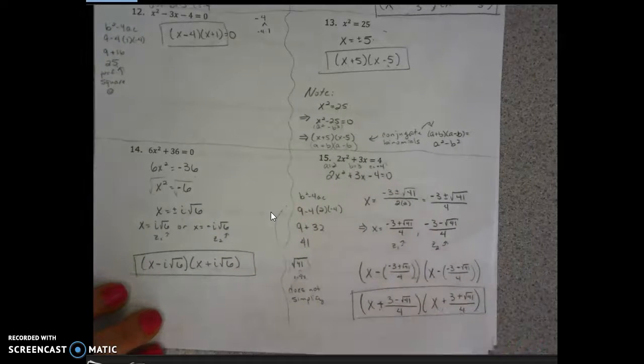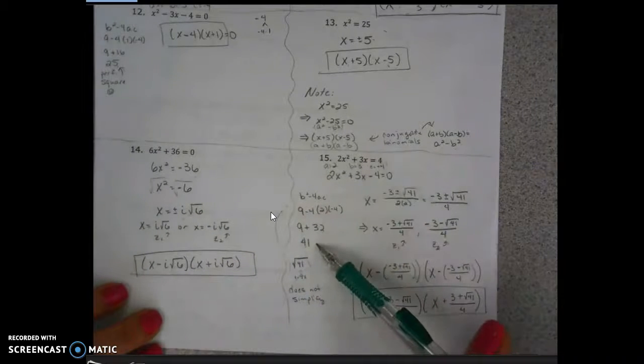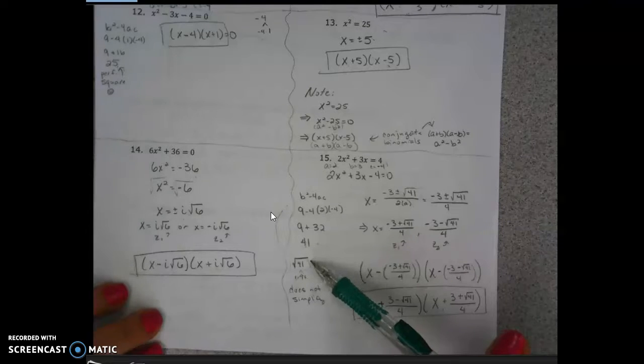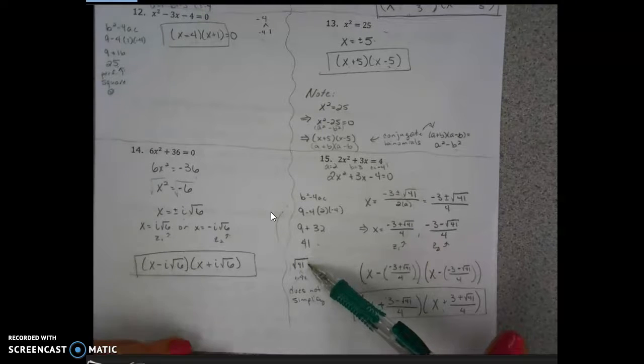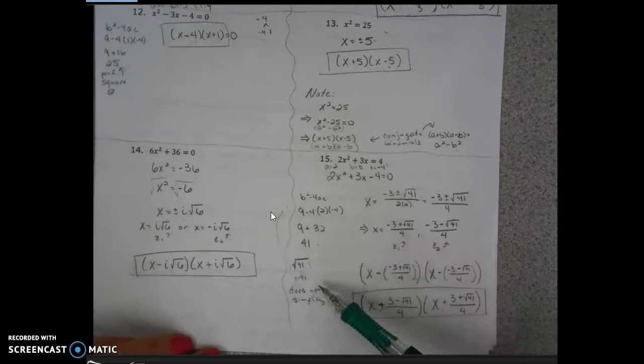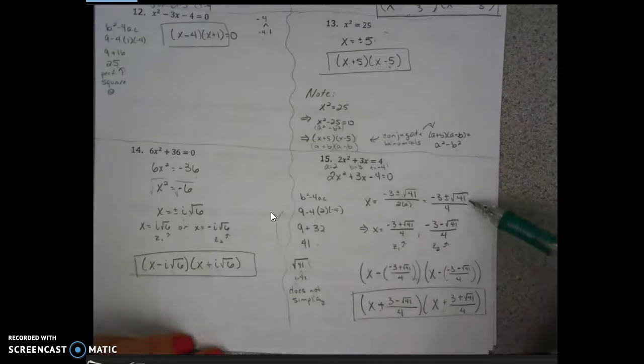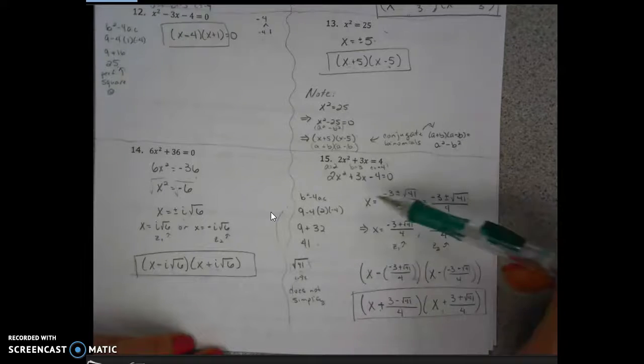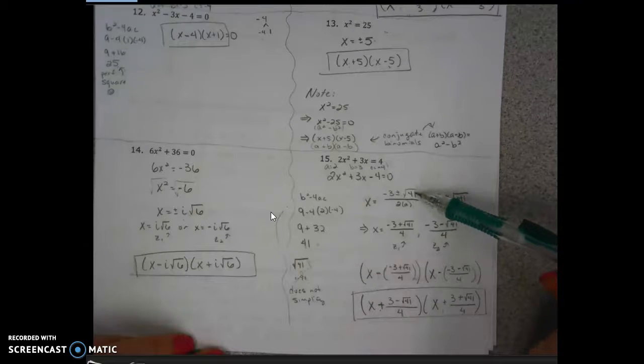And then the last one. This time the discriminant was 41. It's positive, so the solutions are real, but 41 is not a perfect square, and it doesn't simplify under the radical. So the square root of 41 just stays the square root of 41. You get your negative b plus or minus the square root of the discriminant all over 2 times a.